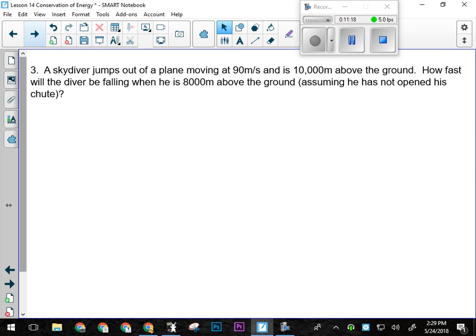All right, last one. I want you to try this one. The skydiver jumps out of a plane moving at 90 meters per second, 10,000 meters above the ground. How fast will the diver be falling when he is 8,000 meters above the ground, assuming he has not opened his parachute yet?